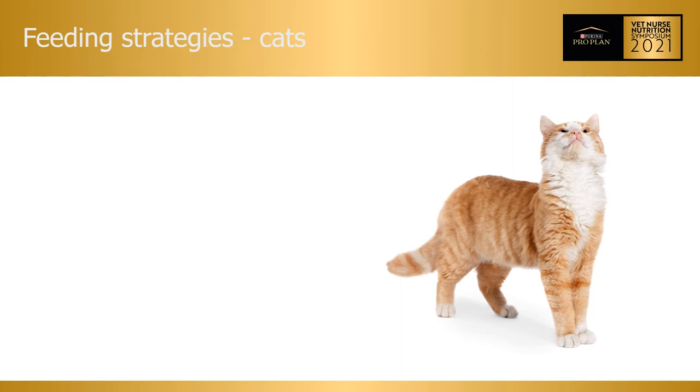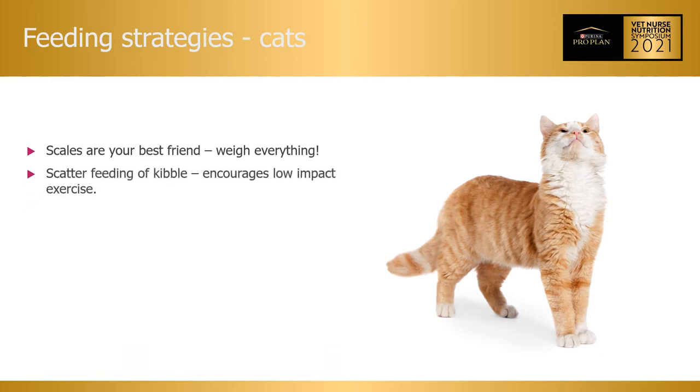Okay, so moving on to feeding strategies in cats. As with dogs, weigh everything. We need to weigh the patient and their food. We can try scatter feeding of their kibble if they're fed dry. This might work in our cats that are very food motivated. Or we can try using treats perhaps to encourage them. And this will just encourage low impact exercise as well, get them moving more.